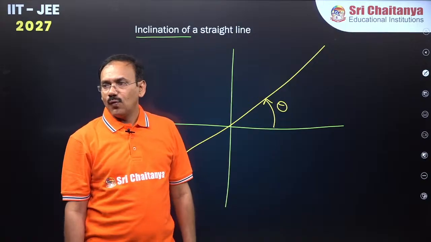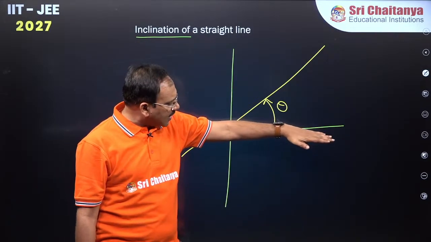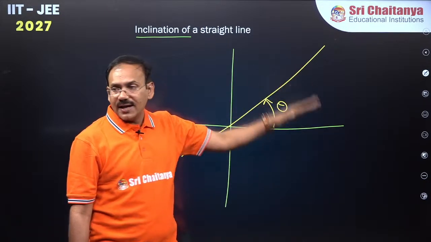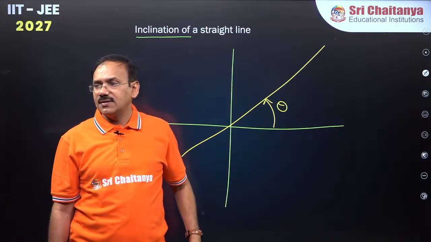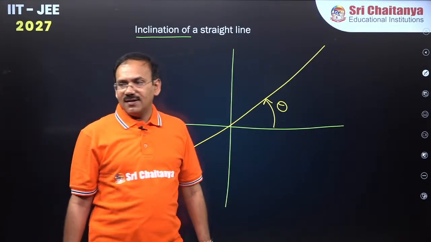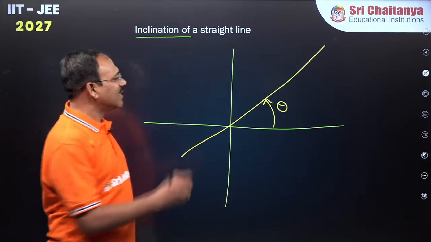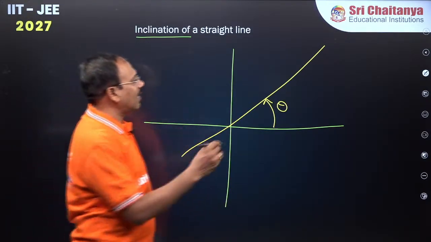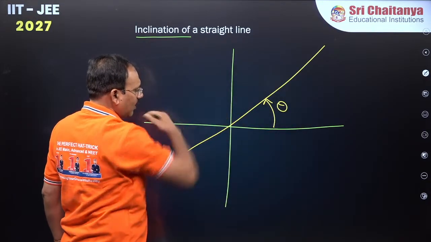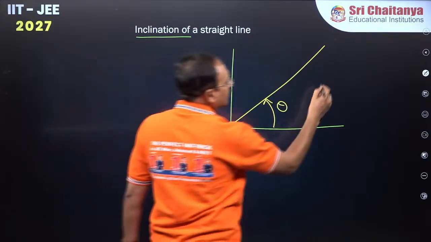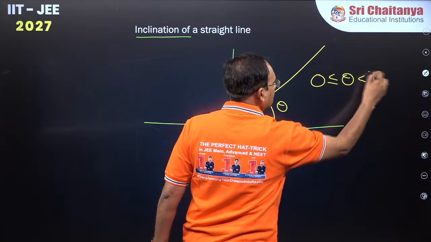Let me repeat. The angle required for the positive x-axis to be rotated to coincide with the line is defined as the inclination theta. Generally for a horizontal line it is 0, and after one rotation, that means 180, it comes again. So inclination is always 0 less than or equal to theta less than pi.